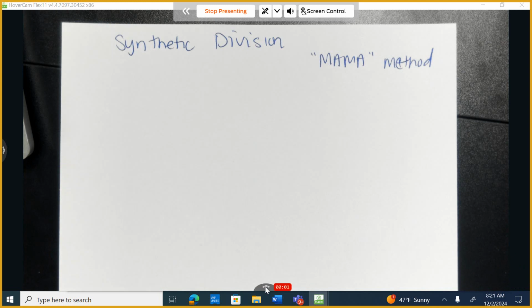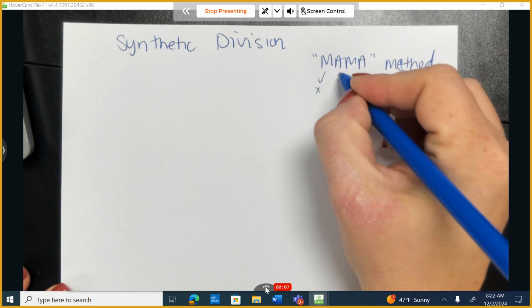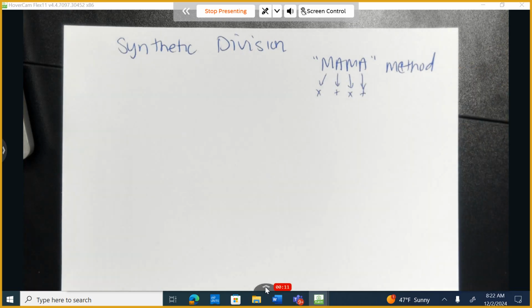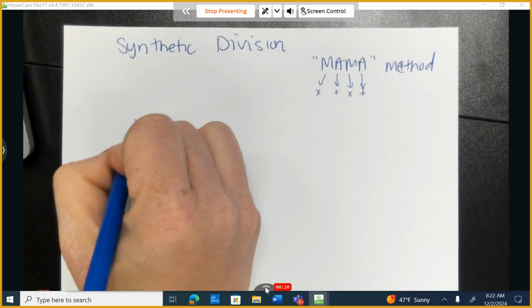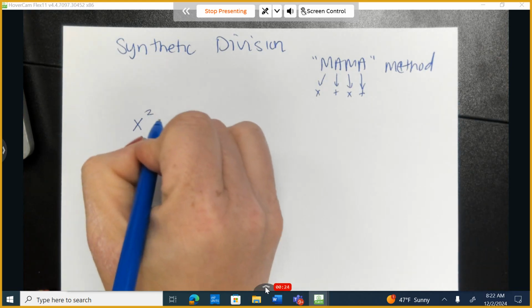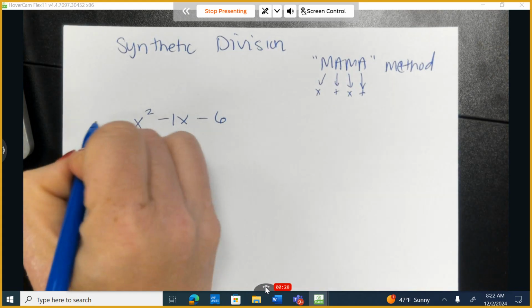Today we're going to use something called synthetic division, and I refer to it as the mama method, only because we use multiplying and then adding, and then multiplying and then adding to achieve an answer. So we're going to start off with something really simple. I'm going to write down something more algebra based, like you would have seen during your freshman year. x squared minus 1x minus 6.